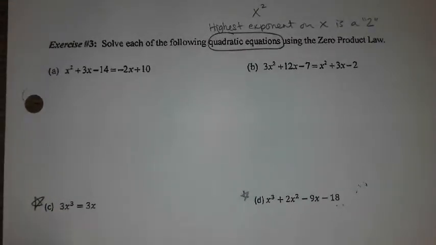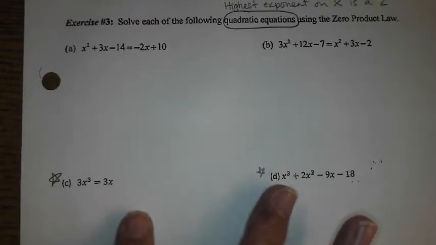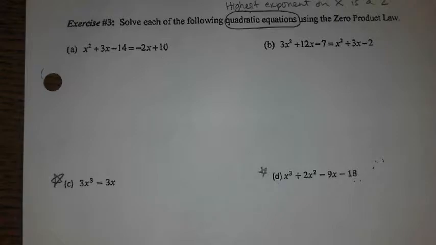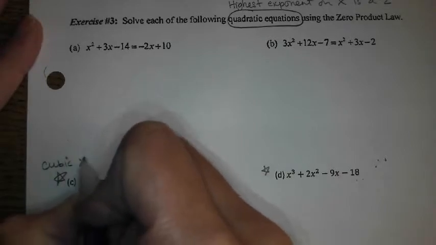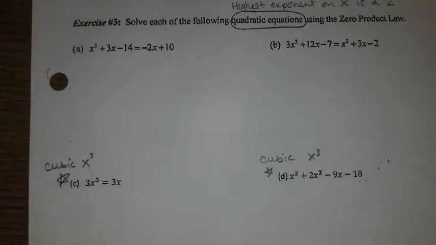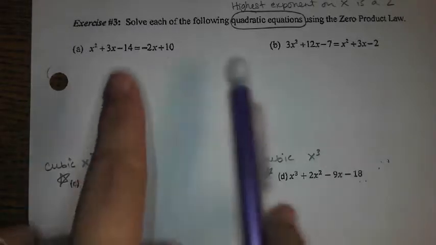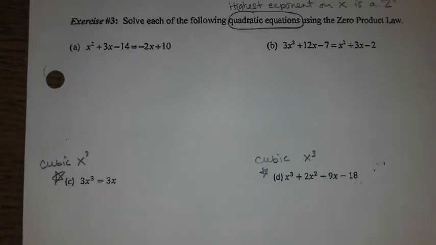So I put C and D in this section because we can still solve them by the zero product law, but they're not technically quadratics, because what's their highest exponent on the x? 3. So these are actually cubic, because they have x cubed as their highest exponent. But the way we're going to solve it is going to be the same. And you're going to hear a ton of times this year me asking you to identify what type of equation we are dealing with. And you need to be able to say if it's quadratic or cubic or many of the other ones that we will eventually get to.